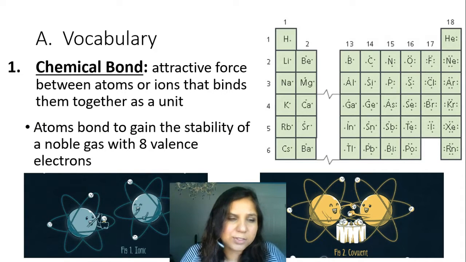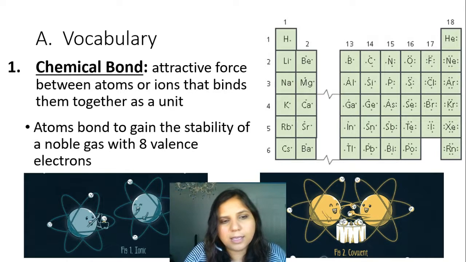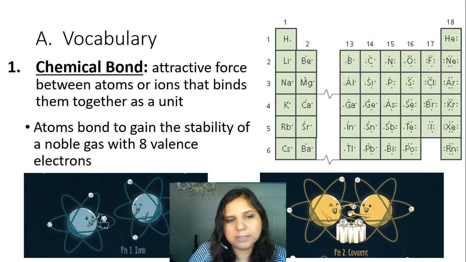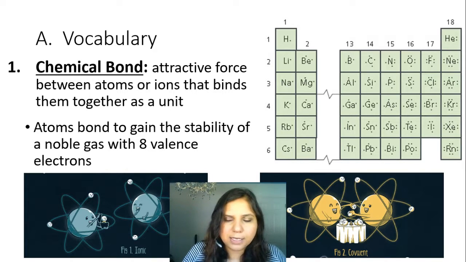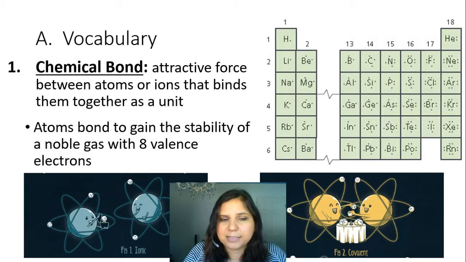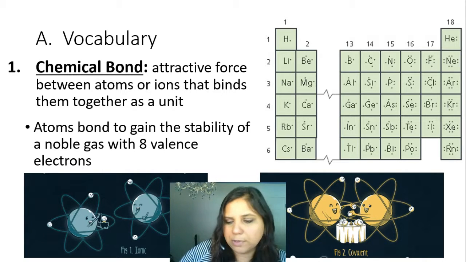The reason why atoms do this is so that they can gain stability. They go from being higher energy to lower energy by either losing their valence electrons or gaining some valence electrons or even sharing valence electrons to be stable like noble gases who have 8 valence electrons, except for helium, who only has 2.